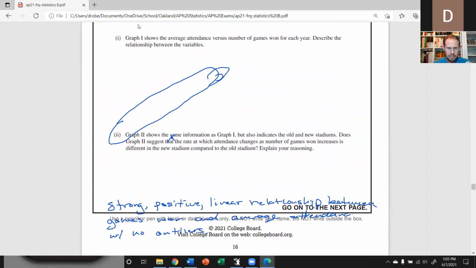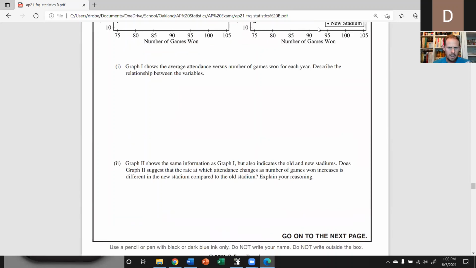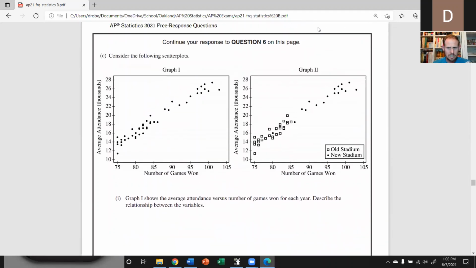Graph 2 shows the same information as graph 1, but also indicates the old and new stadiums. Does graph 2 suggest that the rate at which attendance changes as number of games won increases is different in the new stadium compared to the old stadium? Explain your reasoning. All right, so the rate at which they change, that's the slope. So here's about the line for these guys, and here's about the line for those guys. And it's basically saying, do these two have the same slope?